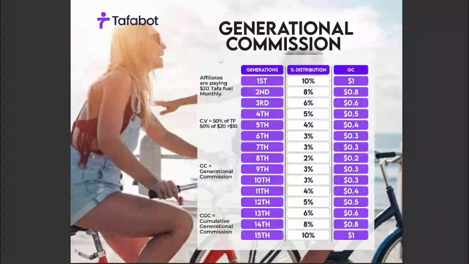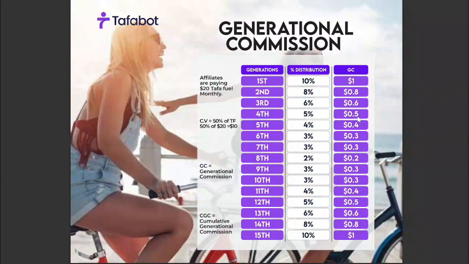Okay, so let's look at the generational commission. So this is what it looks like. This is what the distribution looks like. Remember that I told you that Tafa takes 10% of your profit and that is shared, is distributed down your generation. Okay, from your first generation to your 15th generation, this is what you get. First generation 10%, from your second generation 8%. Now this comes to you in various cents. You can see it here. It's quite small. From your first generation 10%, okay, $1. And then your second generation, your third, you get 0.8 cents, you get 0.6 cents, you get 0.5 cents.